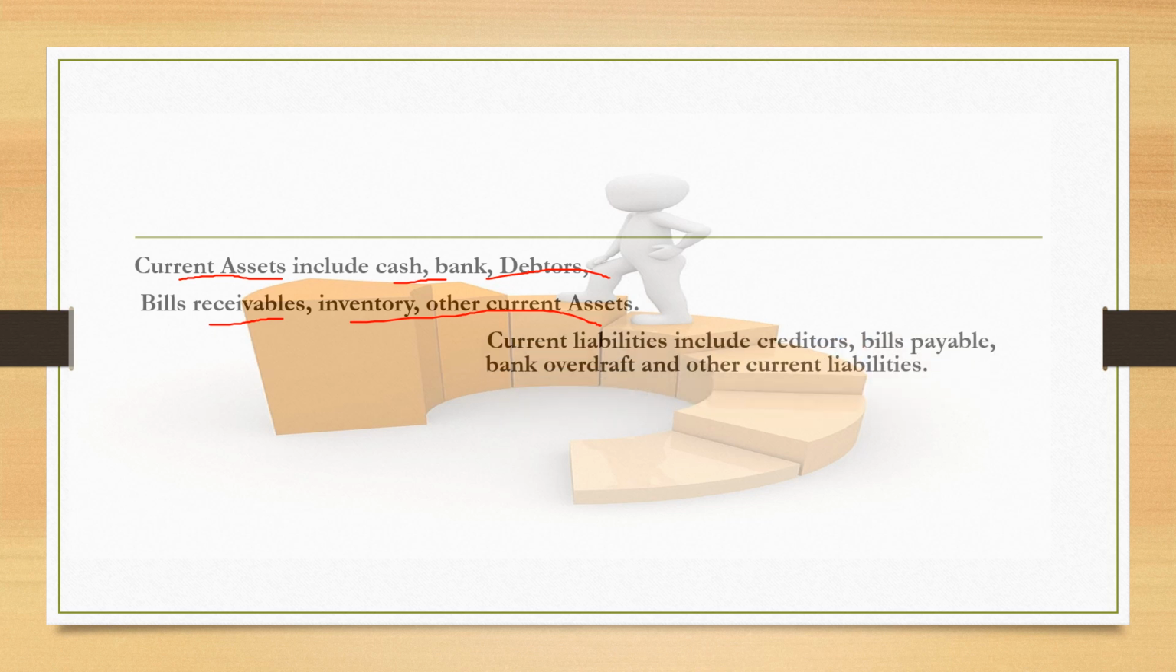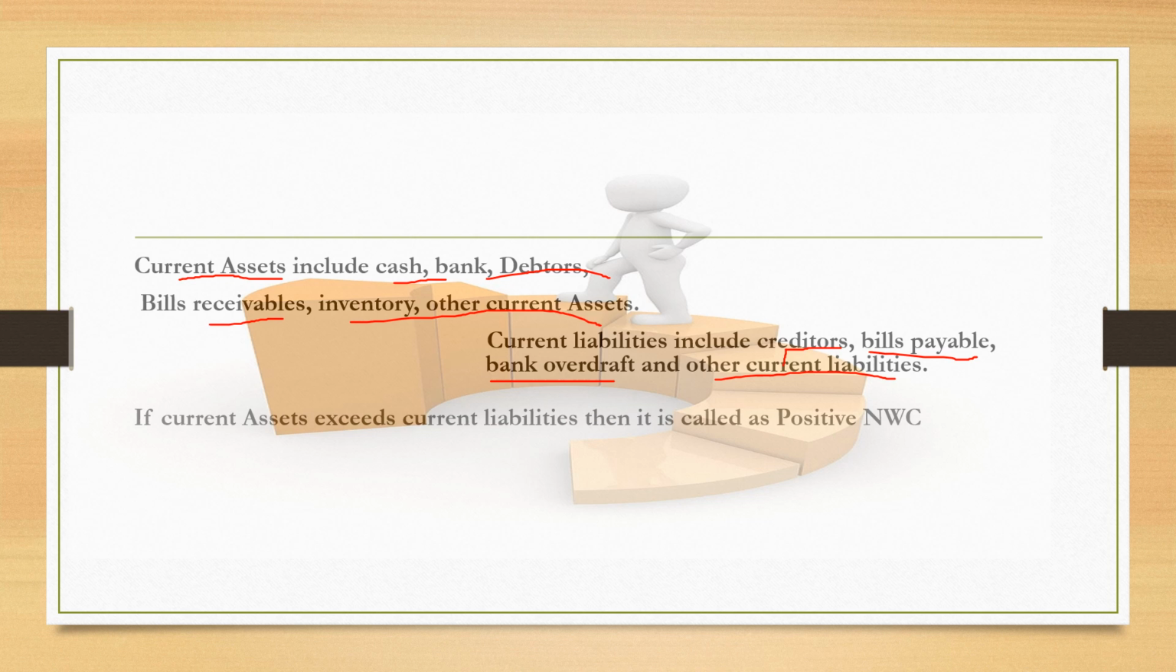Now we'll see about current liabilities. These current liabilities include creditors, bills payable, bank overdraft and other current liabilities. So these are the liabilities which are repayable within 1 year itself. Those are called current liabilities.